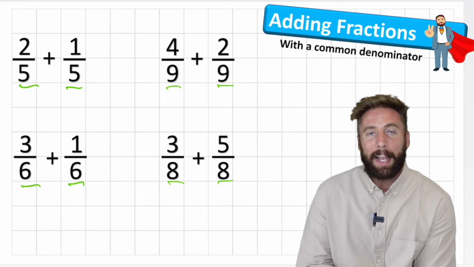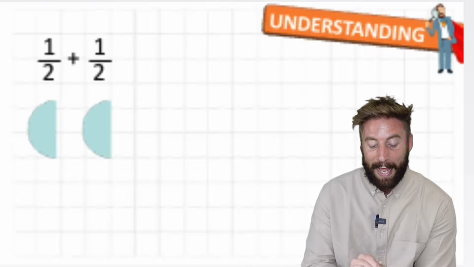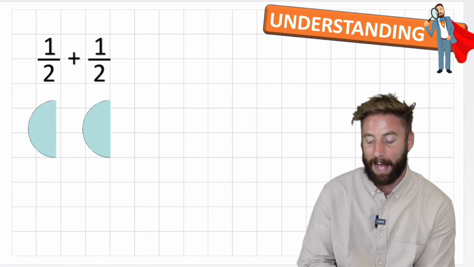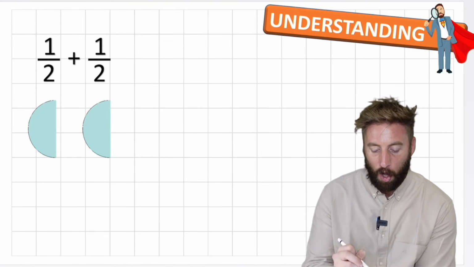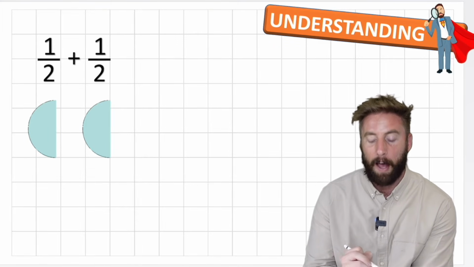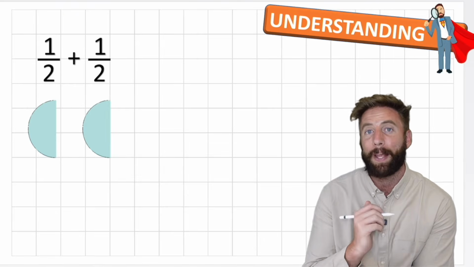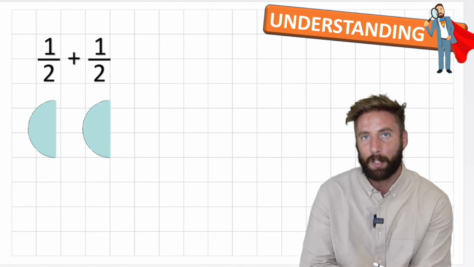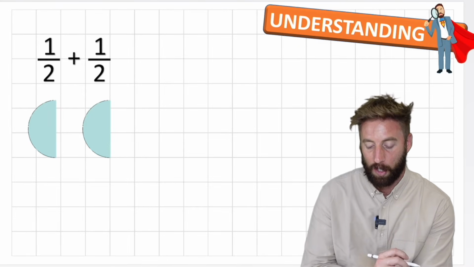Okay, so let's first jump into our understanding stage to understand how this works before we have a go at the method. So let's have a look at this first one together. Super simple question, 1/2 and 1/2. Well, we know that if we add 1/2 to 1/2, we should get a whole. So let's try and get to one whole in this question.